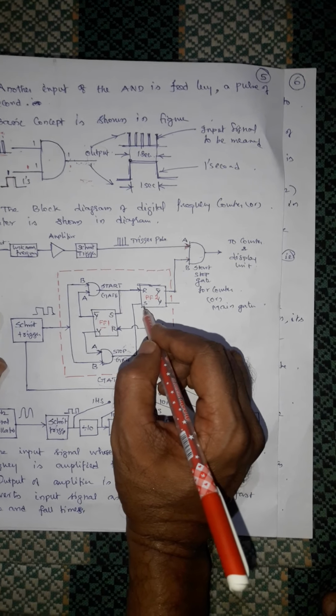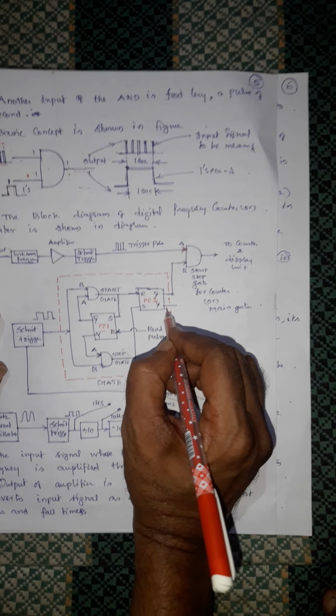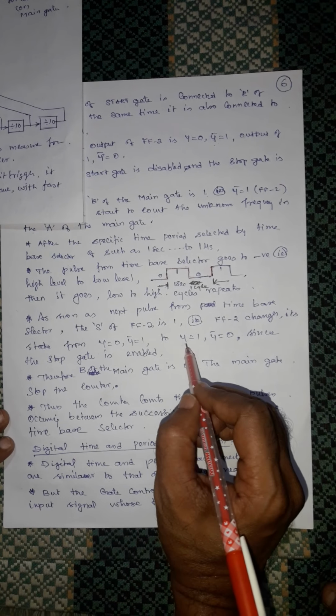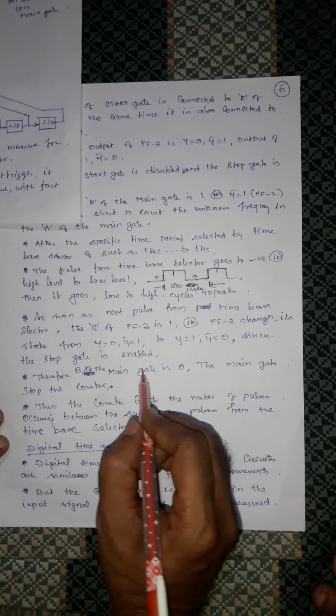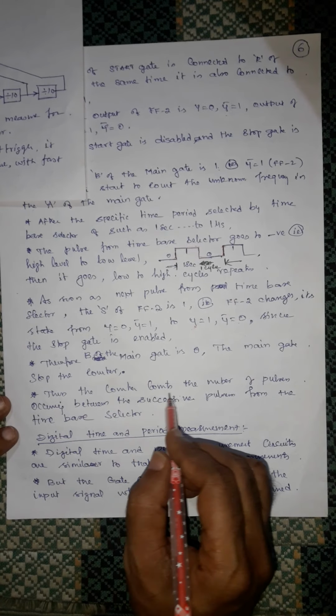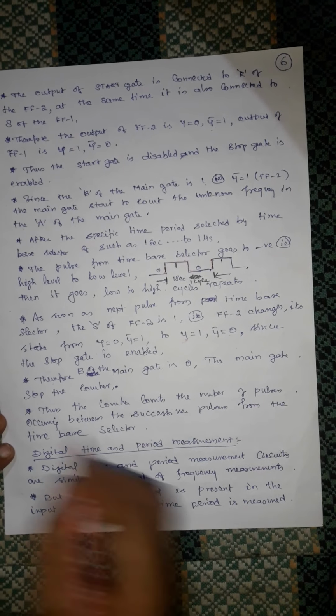S is now equal to 1. So y equal to 1, y bar equal to 0, since the stop gate is enabled. Therefore, b of the main gate is 0, and the main gate stops the counter. Thus, the counter counts the number of pulses occurring between the successive pulses from the time base selector.